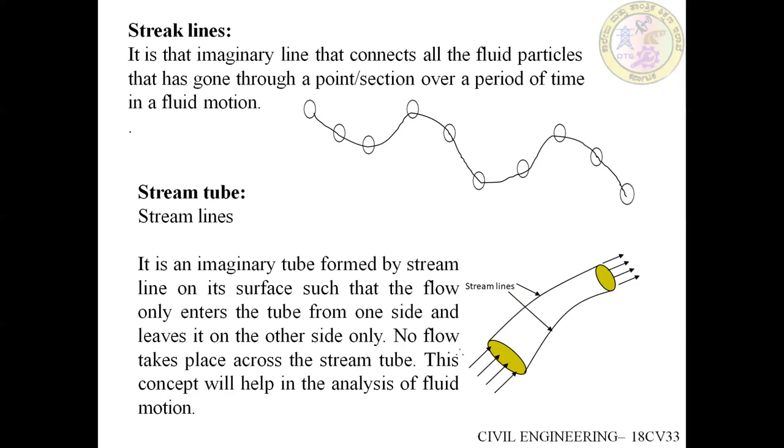Next is stream tube. It is also an imaginary tube formed by streamlines on its surface in such a way that the flow only enters the tube from one side and leaves it on the other side. No flow takes place across the stream tube.